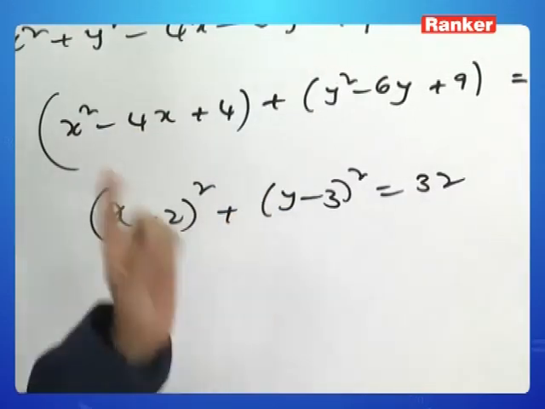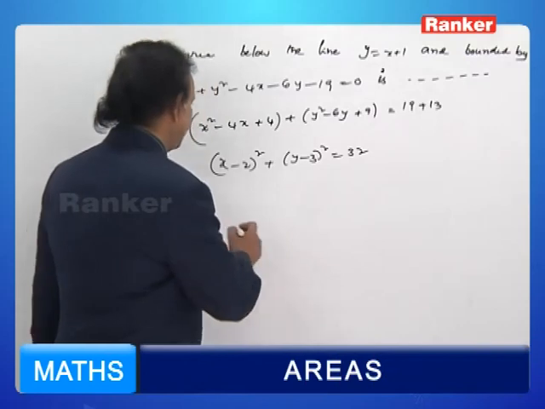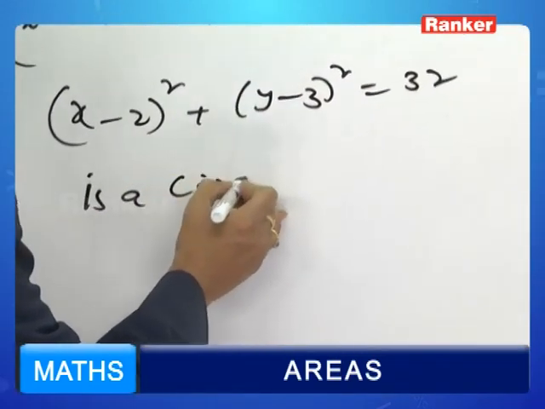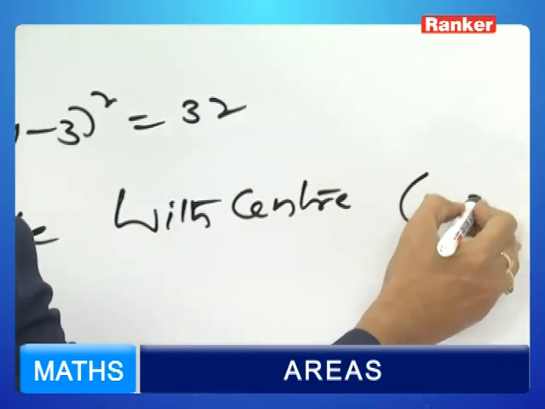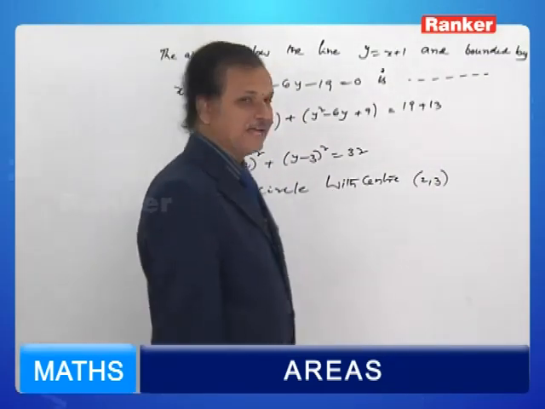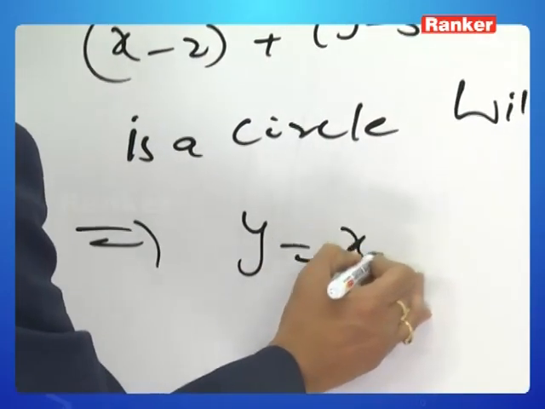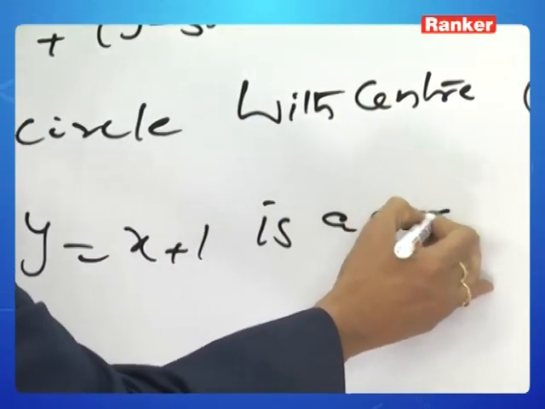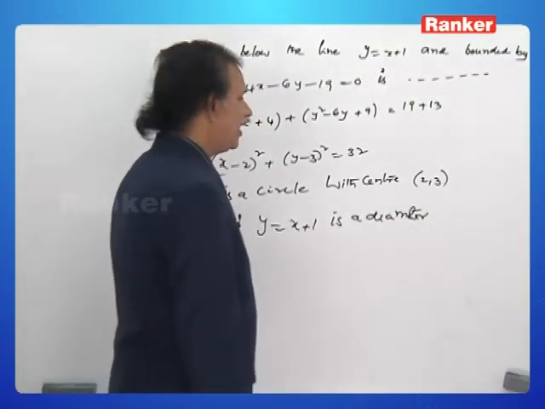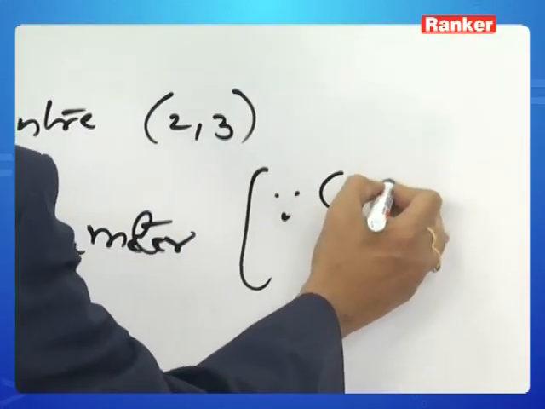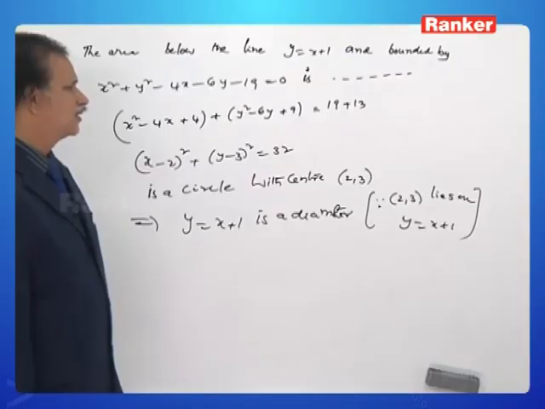Astonishingly, the center (2, 3) lies on this line. You can observe. y is equal to x plus 1, isn't it? It is a circle with center (2, 3). Observe carefully. This (2, 3) lies on this line. This implies y is equal to x plus 1 is a diameter. Isn't it? Why do you believe that? Since (2, 3) lies on y is equal to x plus 1. It's very simple. Come on, tell me.